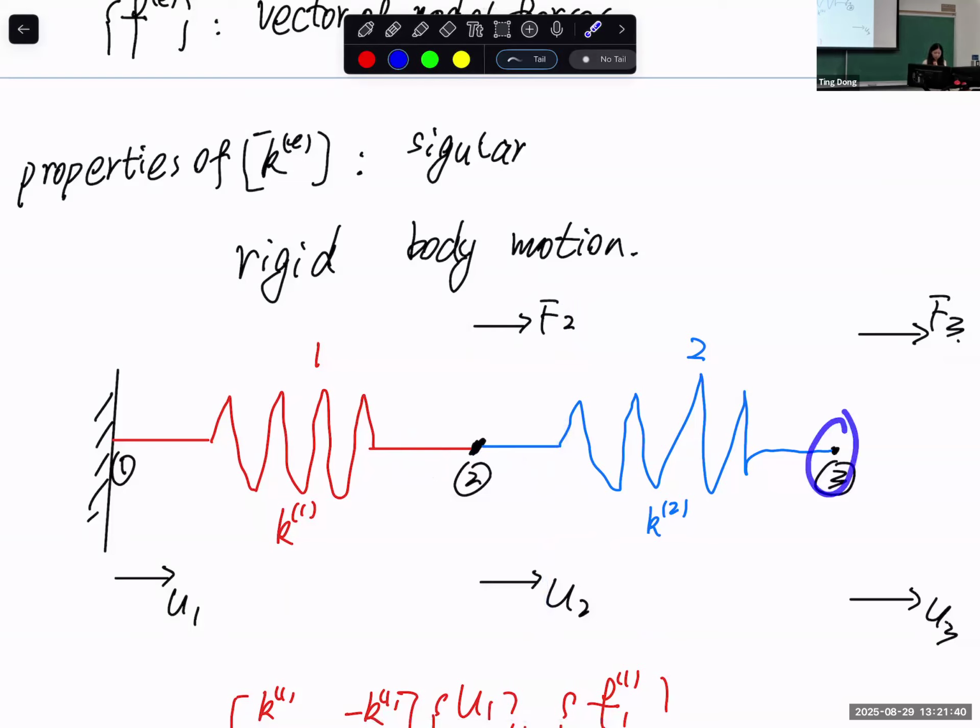And same thing here. The given information is always the external applied force. So the external applied force at node 3 should be equal to the element nodal force from element 2 to node 3, because the node should be in equilibrium, right? The force applied on this node in the x direction should be equal to 0.